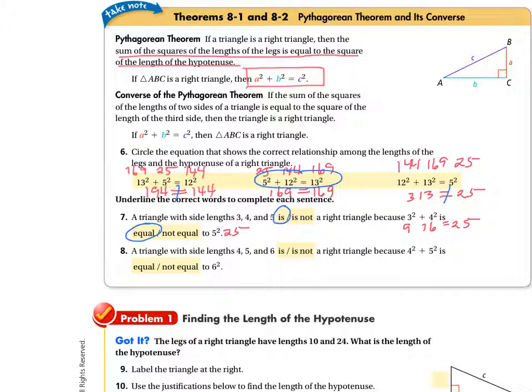A triangle with sides 4, 5, and 6. I want you to decide that on your own. So what do you think? Is or is not a right triangle?